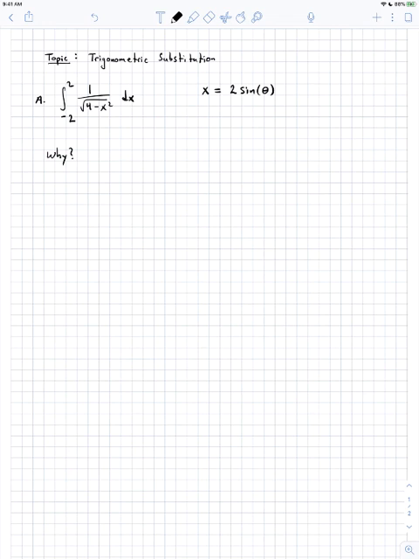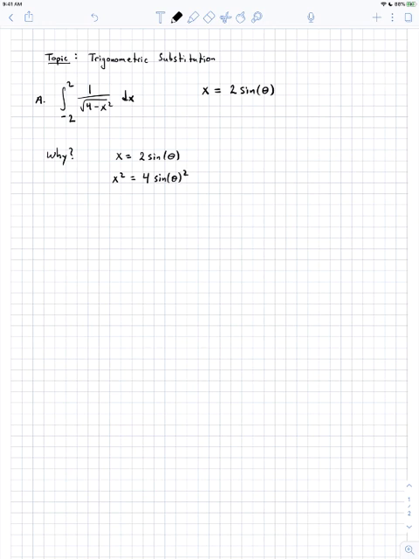Well, there are really two whys here. Why would you want to do it, and why are you able to do it? Let's talk about the first one first. Why would you want to make a substitution like this? The basic idea is that if x is equal to 2 times sine of theta, then x squared is equal to 4 times sine of theta quantity squared.